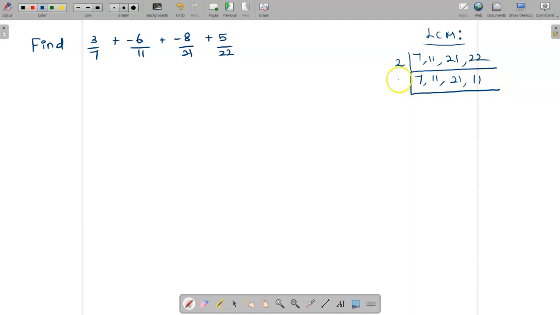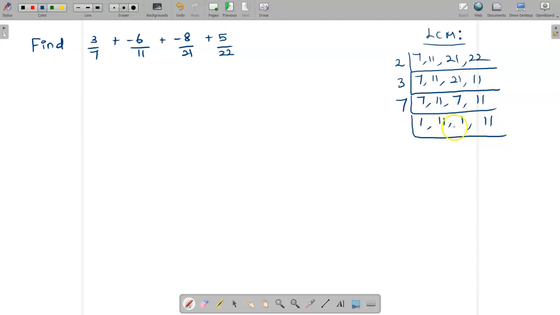Check with the 3. So 7 is not divided by 3, 11 is not divided by 3, 21 is divided by 3, so 21 by 3 is 7. 11 again it is not divided by 3, so write as it is. So next check with other numbers 2, 3, 5, it is not divided. So let us go with the 7. So 7 divided by 7 is 1, 11 it is not divided by 7, again 7 divided by 7 is 1, 11 it is not divided by 7, so write as it is.